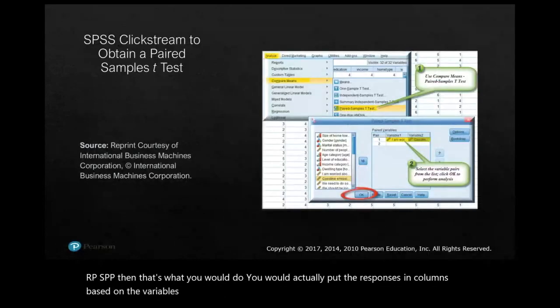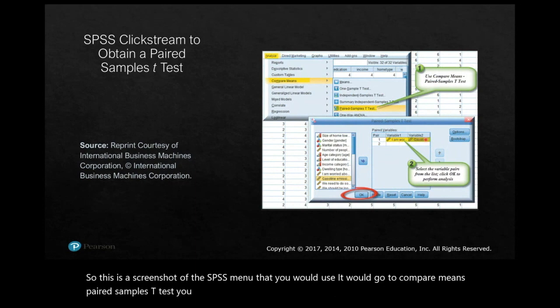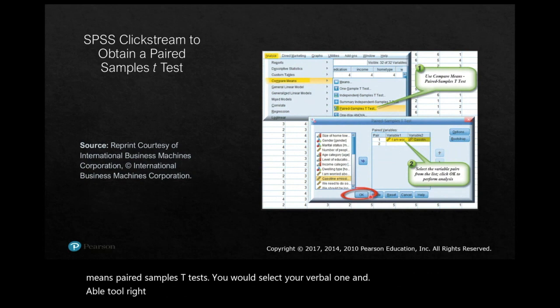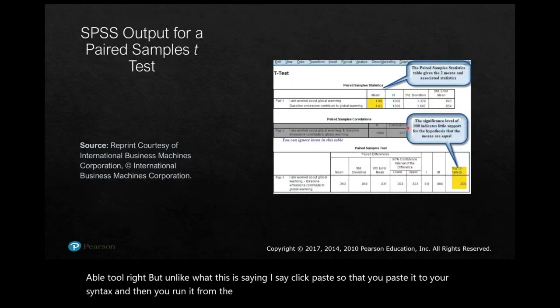So this is a screenshot of the SPSS menu that you would use. So you would go to compare means, paired samples t-test. You would select your variable 1 and variable 2, right? But unlike what this is saying, I say click paste so that you paste it to your syntax and then you run it from the syntax. This is a sample of what the output would look like.